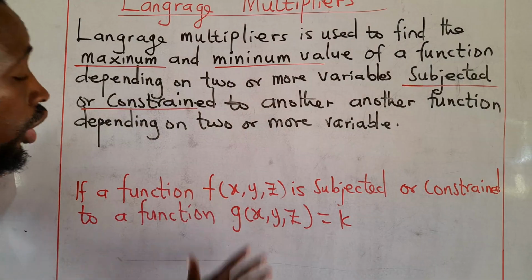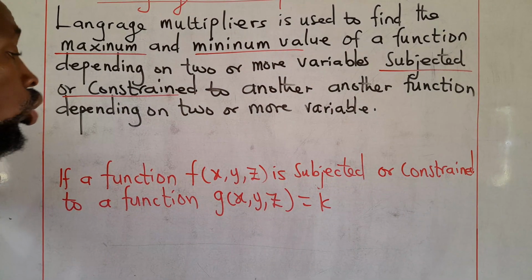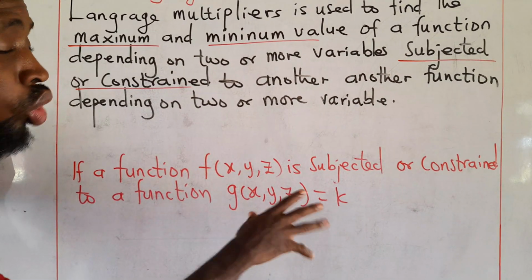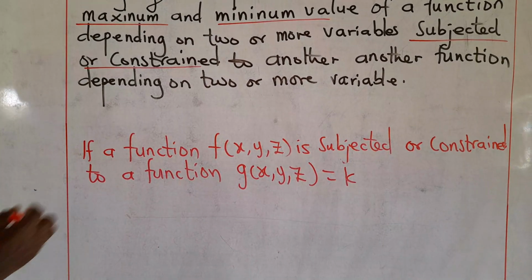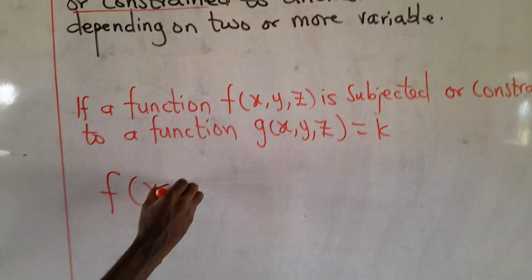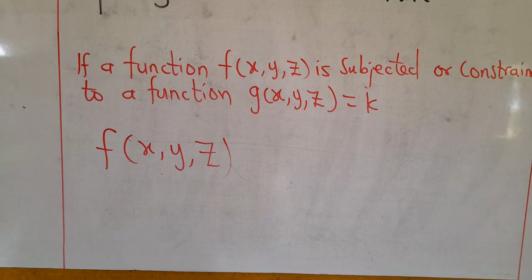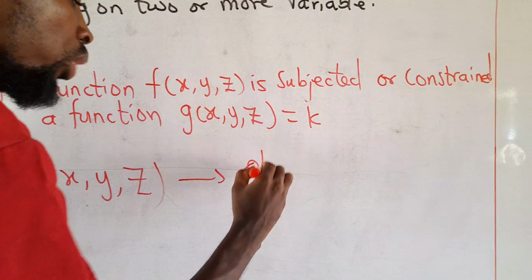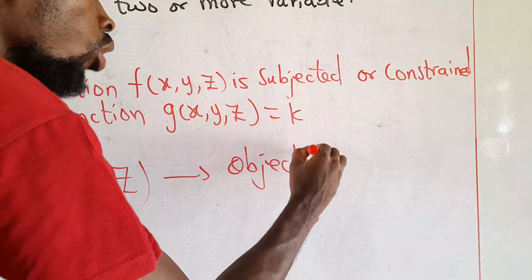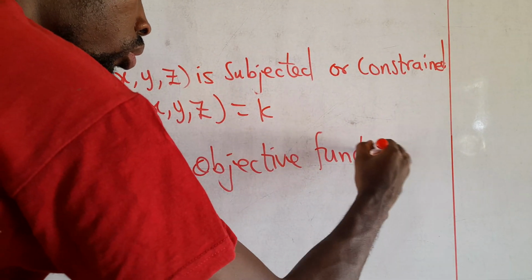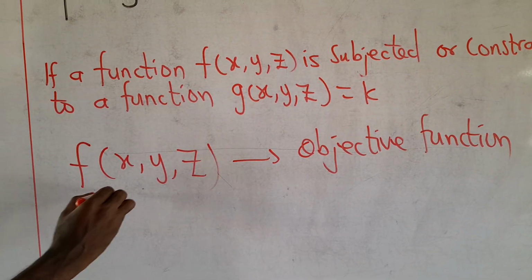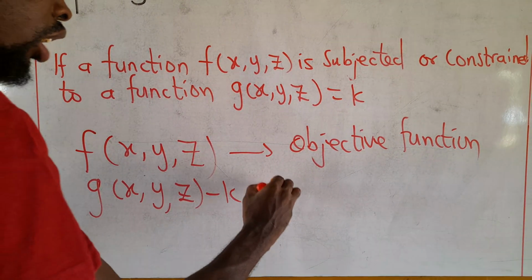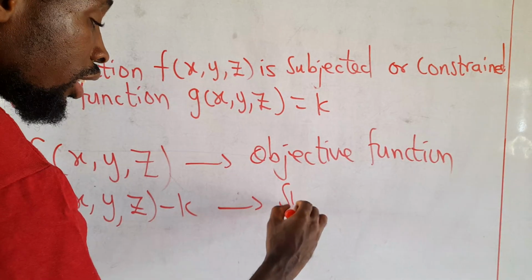So if we have a function f of x, y, and z, subjected or constrained to another function g depending on x, y, and z, and is equal to k, then we can say the function f of x, y, and z is called the objective function. Then our function g of x, y, and z minus, let's say, k, is our subjective function.